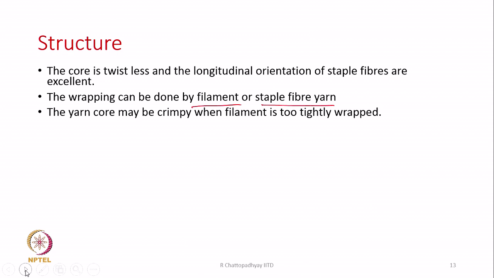The yarn core may be crimpy at times when the filament is too tightly wrapped. That is, the core will be wavy. This possibility is there. Instead of being straight like this, this is what is required. This is something which we do not desire.